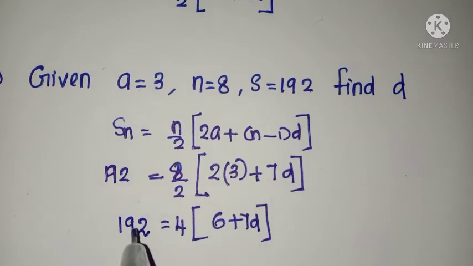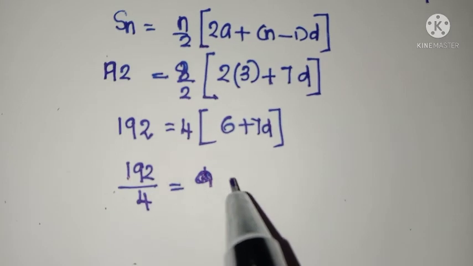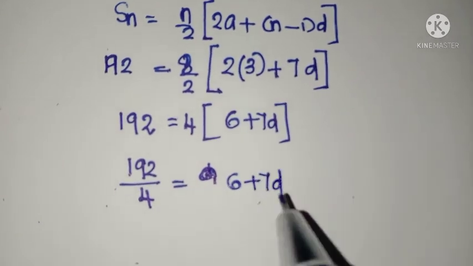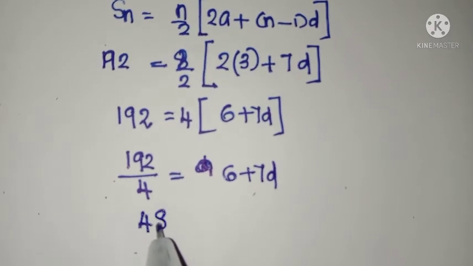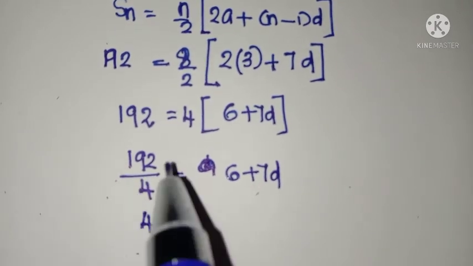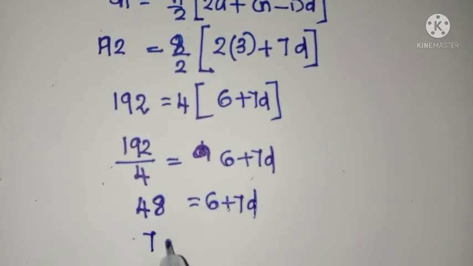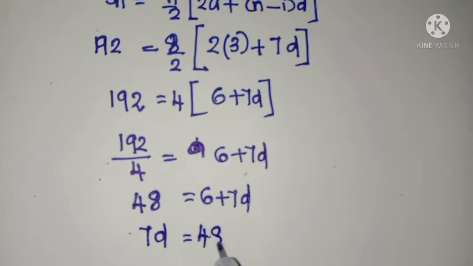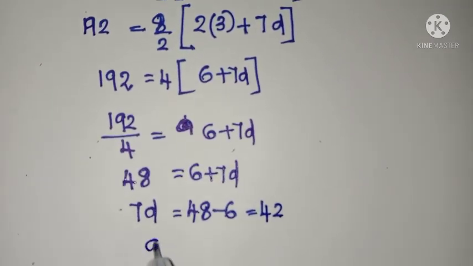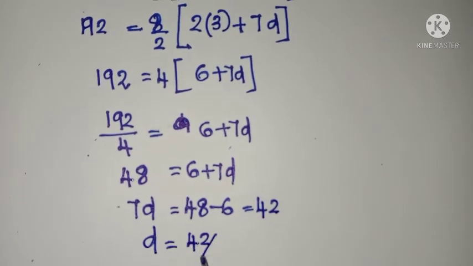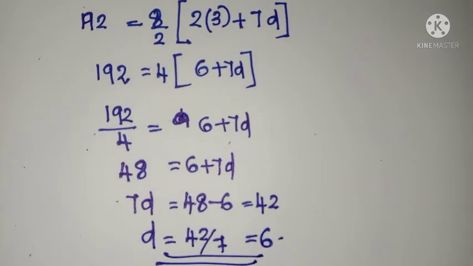Now take this 4 to the left side. 192 by 4 equal to 6 plus 7d. 192 by 4 is 48. 48 into 4 gives 192. So 48 equal to 6 plus 7d, or 7d equal to 48 minus 6, that is 42. So what is d? d is equal to 42 by 7, that is 6. So common difference equal to 6.